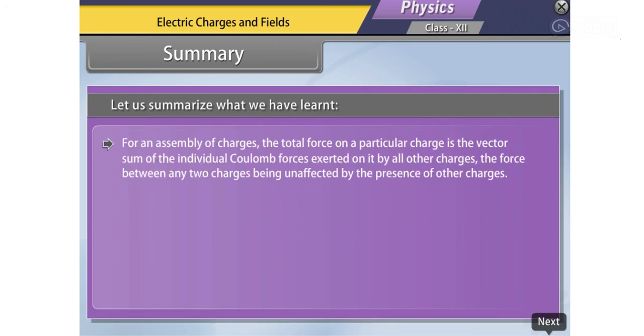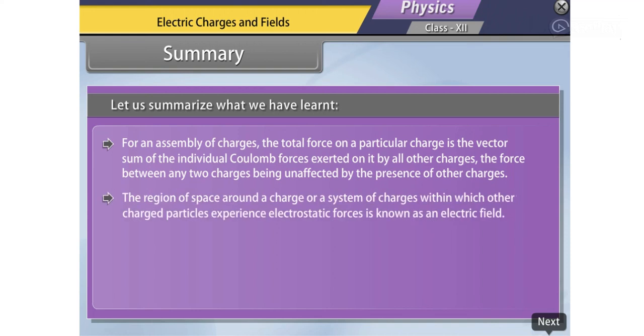For an assembly of charges, the total force on a particular charge is the vector sum of the individual Coulomb forces exerted on it by all other charges, the force between any two charges being unaffected by the presence of other charges. The region of space around a charge or a system of charges within which other charged particles experience electrostatic forces is known as an electric field.